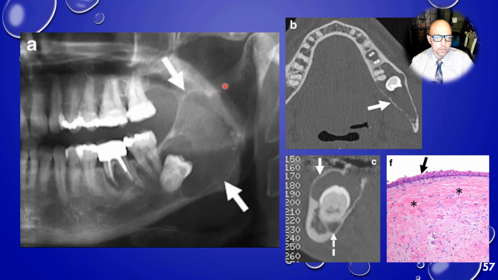Well-defined corticated borders, somewhat scalloping here, displacing the inferior alveolar canal. And a natural placement of inferior alveolar canal is never going to go this far inferiorly, so there's displacement of that. So based on the scalloping borders, the expansion pattern will help you out by showing you the axial slice here, and there's relatively little buccolingual expansion. Hopefully you're thinking OKC.